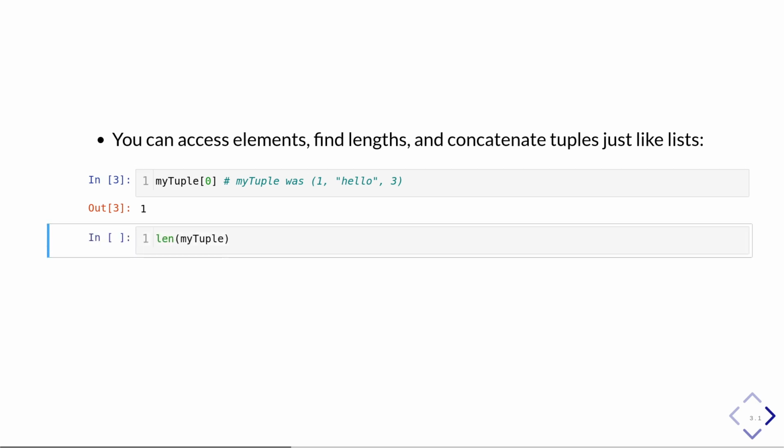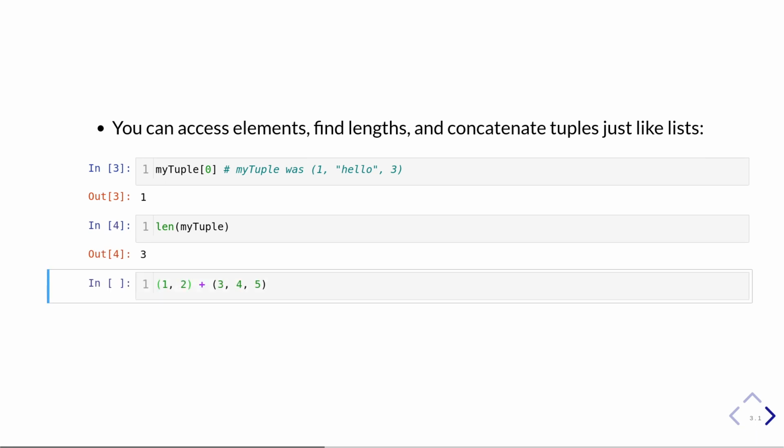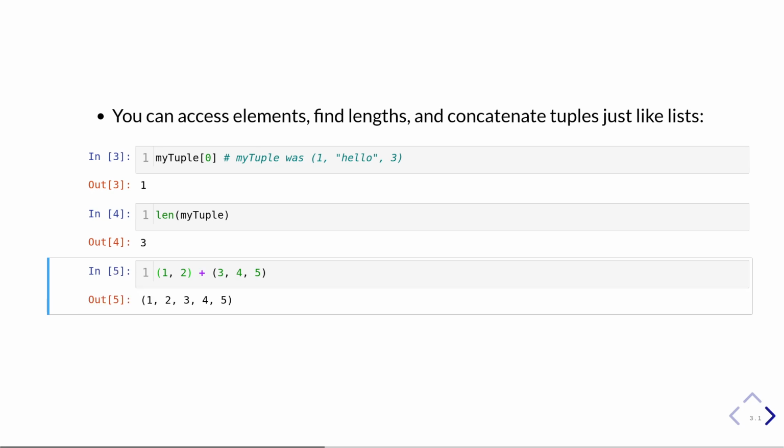If we want the length of a tuple, then just like for the length of a string or the length of a list, you can use the function len, and my tuple has 3 elements, so this output will be 3. And you can also concatenate tuples just like you can concatenate strings or lists using plus. So this tuple 1, 2 plus the tuple 3, 4, 5 will make the tuple containing 1, 2, 3, 4, 5. There it is.